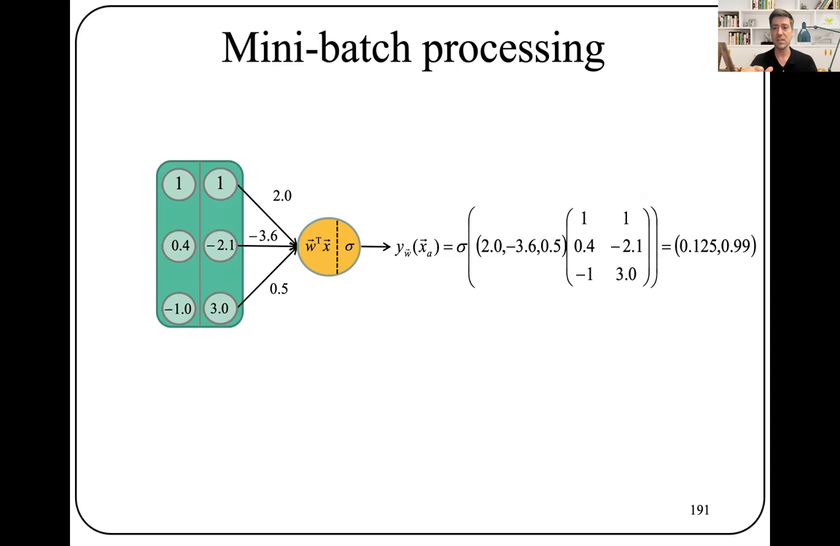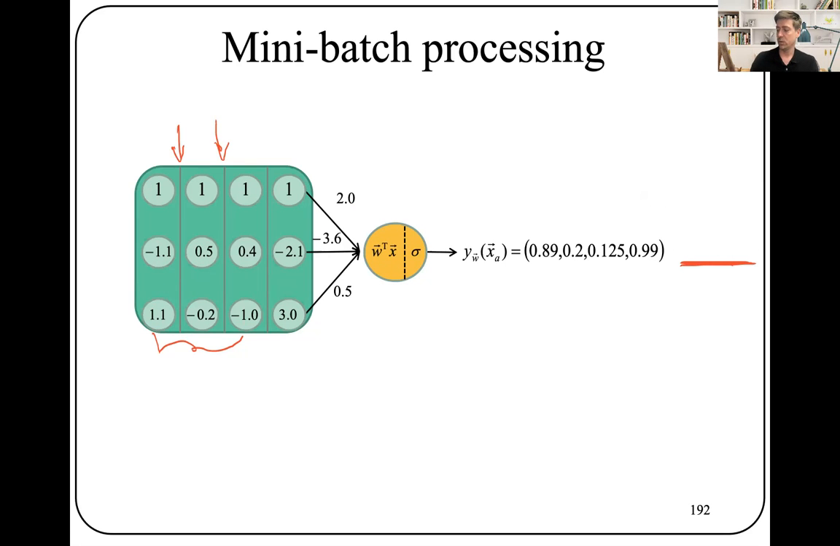So in batch processing or mini batch processing, what we're going to do is combine 2 or more examples in a single set, which we call a batch. And then we're going to run all these examples at the same time in the network to get as many outputs as we have examples. So here we have 4. So this is a batch of 4.